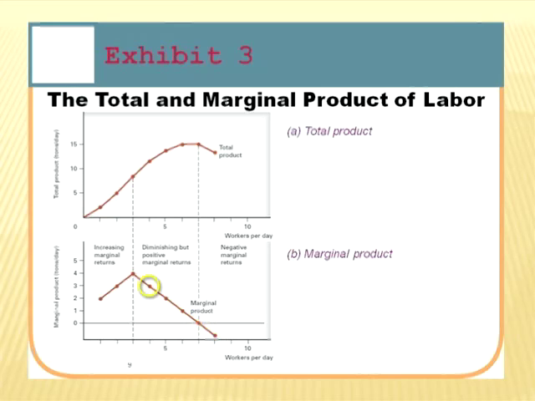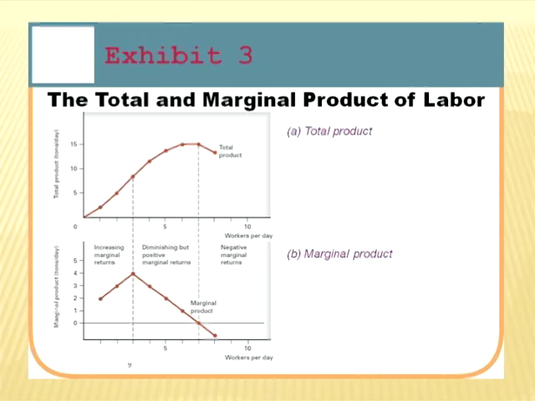So we see as we add the 4th worker, it's not as much, 5th worker, not as much, and so forth. And then ultimately we hit this point, and at this point it actually starts turning negative, and we begin to see down here that we're actually getting negative amounts. Hiring additional workers at this point actually reduces the total amount of product that we're producing.